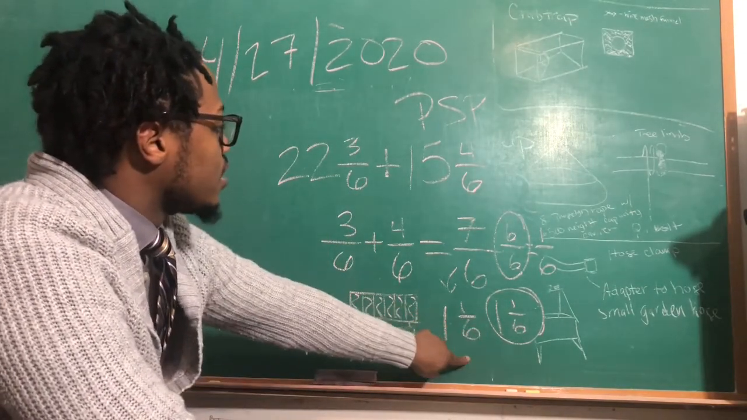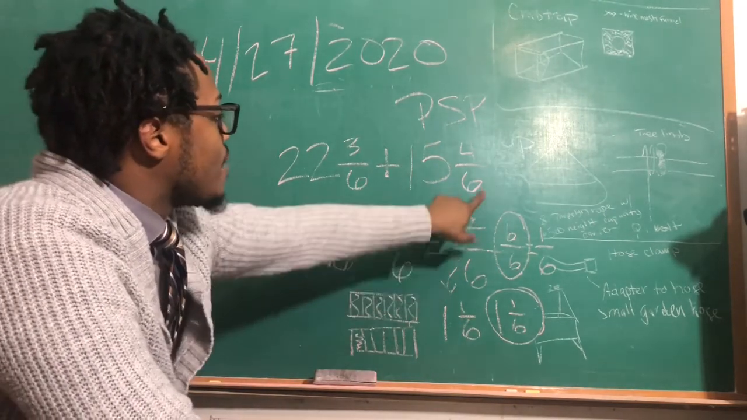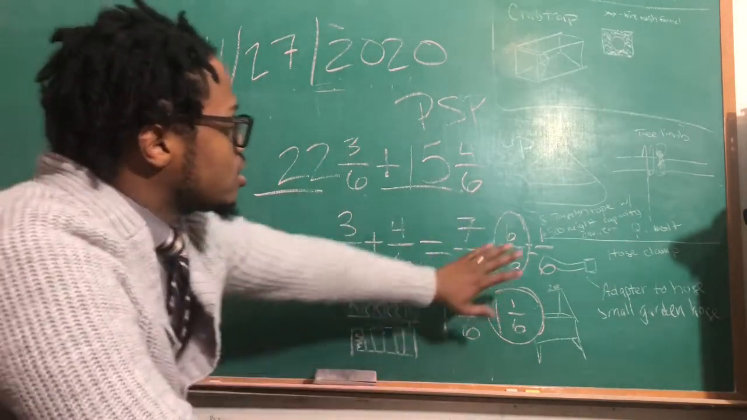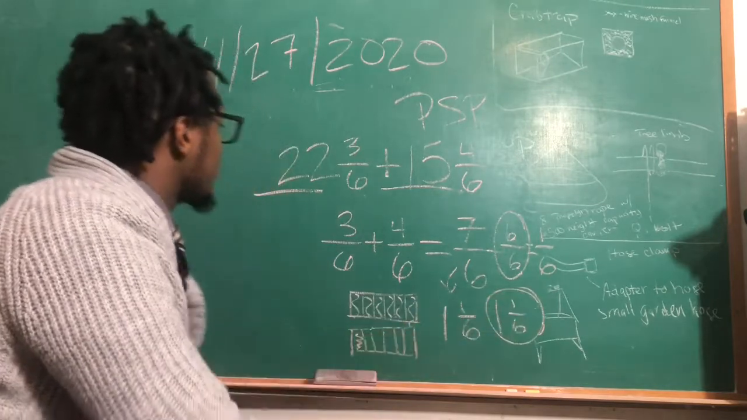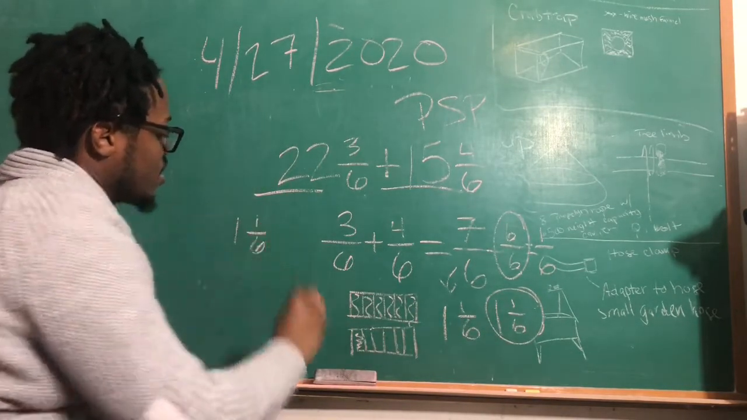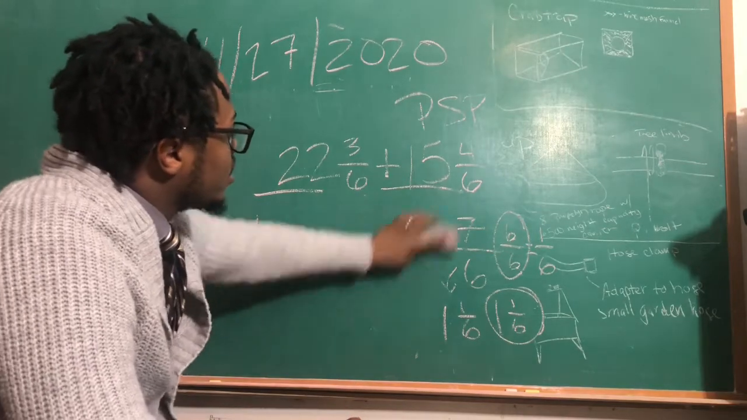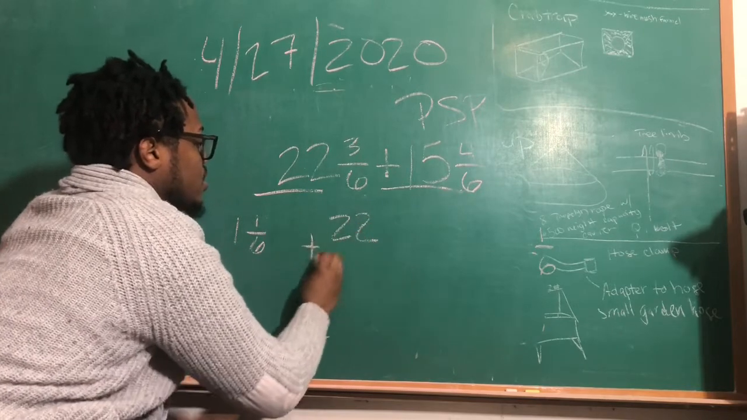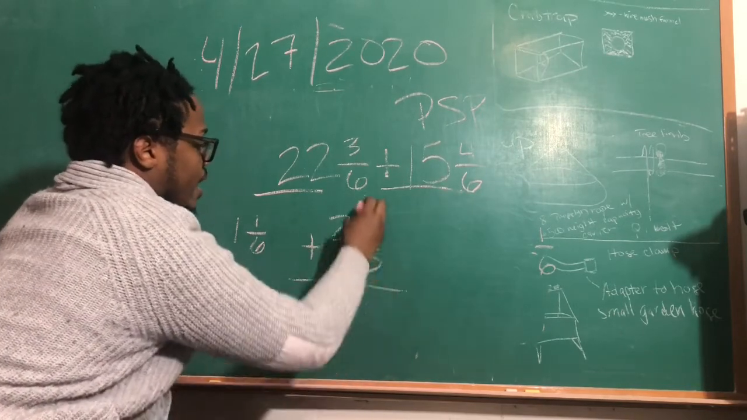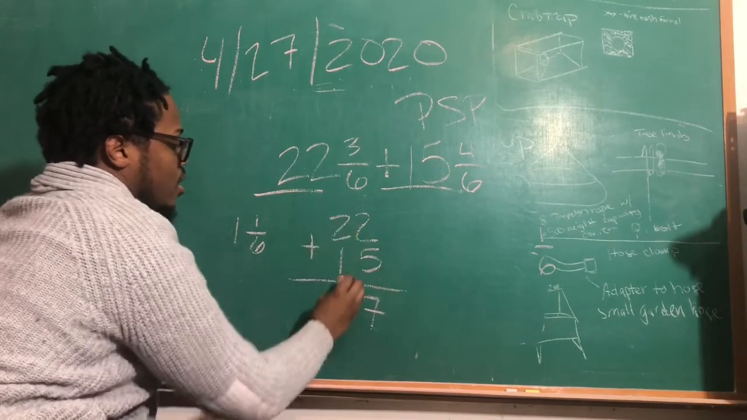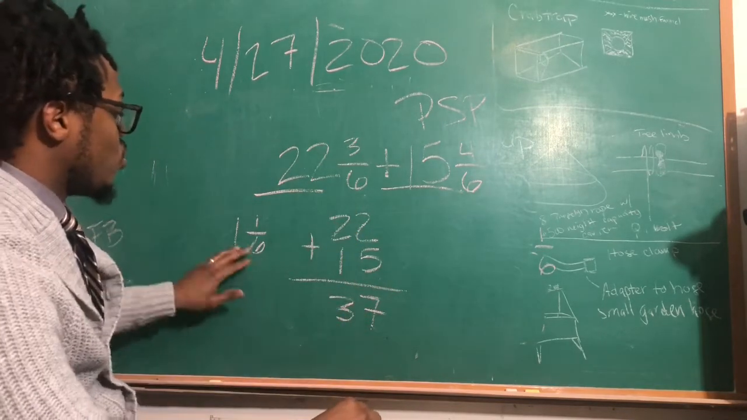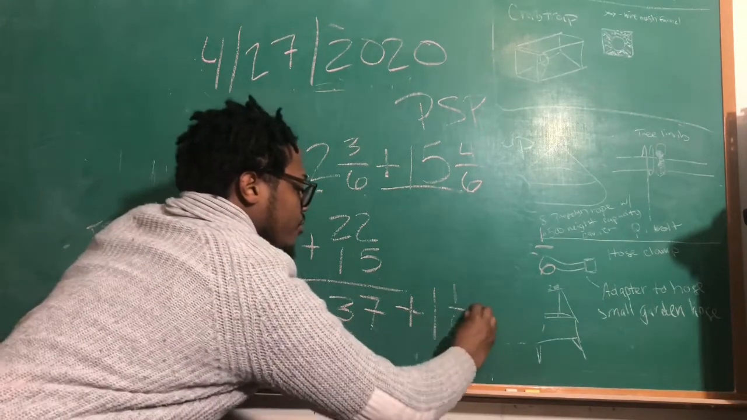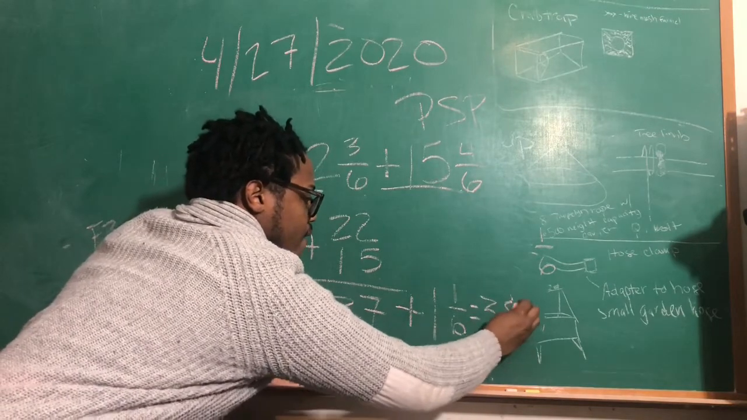I have 1 and 1/6. That was only adding my fractions. I still have 22 and 15 that need to be combined. So what I can do is take this 1 and 1/6 and just put it to the side, like so. And then I can just add my regular whole numbers. My whole numbers in this case were 22 and 15. I add these up, that's going to give me 37, and then I'll add them to the 1 and 1/6, which will give me 38 and 1/6.